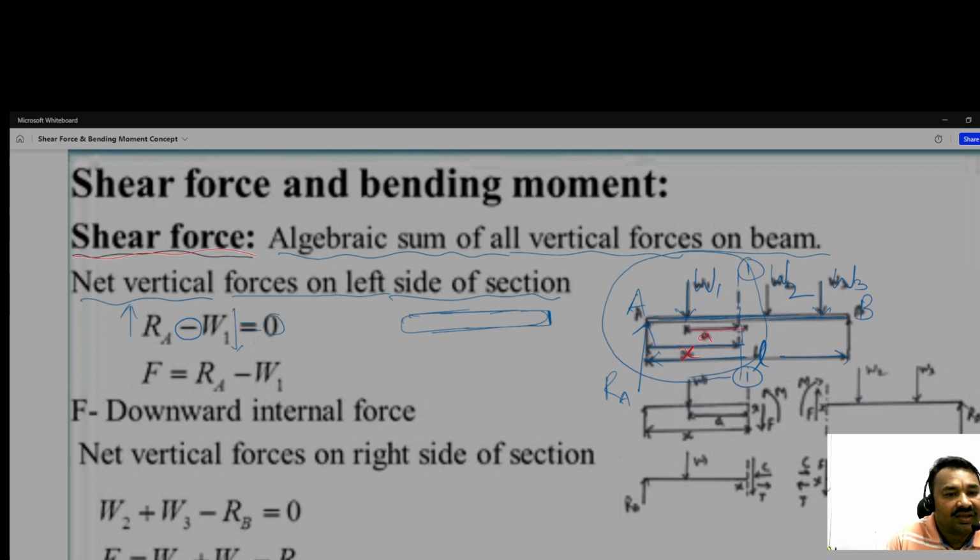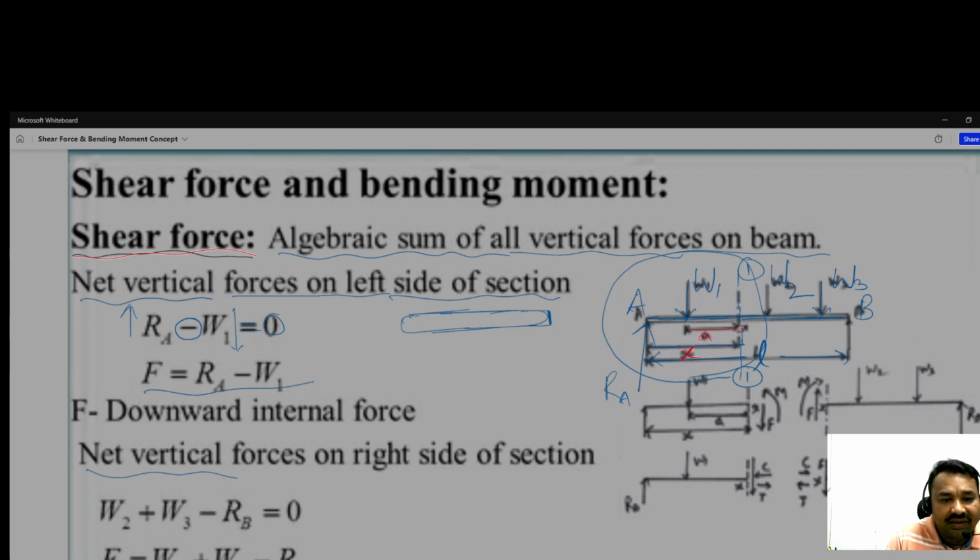So F is equal to, okay, the force F is equal to RA minus W1. Let us discuss this one.